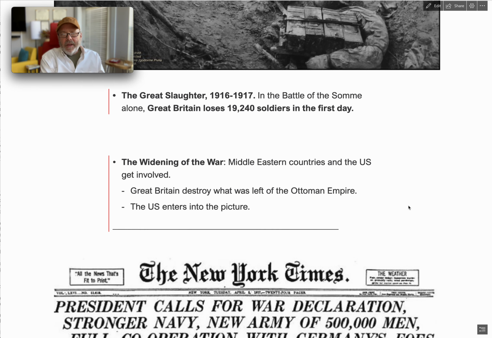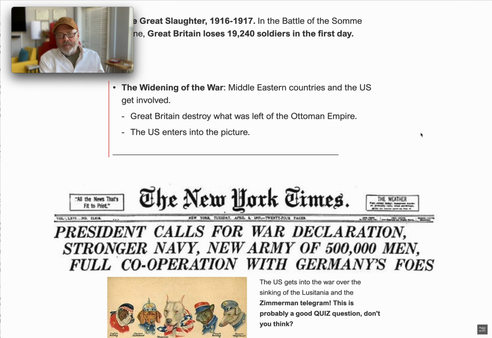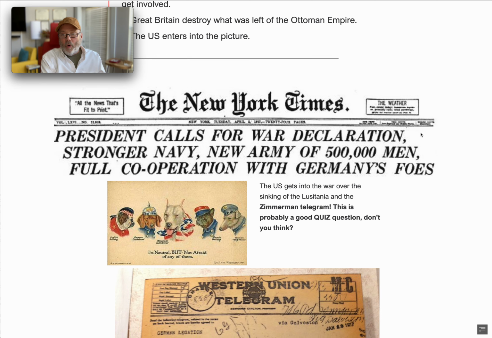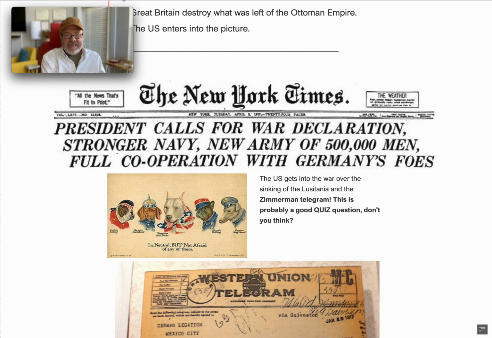between the trenches. Eventually, the war widens, so the Middle Eastern countries come in, and the U.S. gets involved. Great Britain takes advantage of the situation and colonizes some of the Middle East and destroys what's left of the Ottoman Empire. You'll read about that in the book. And then the U.S. enters into the war, but not until 1917.